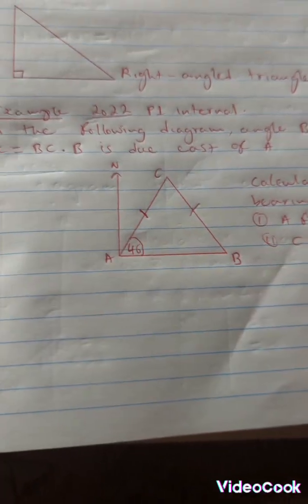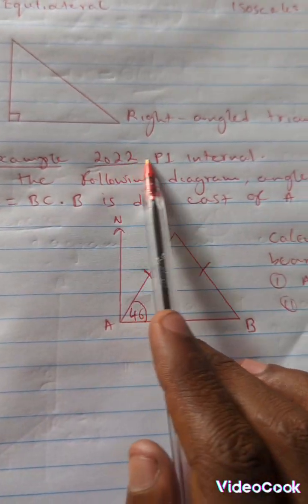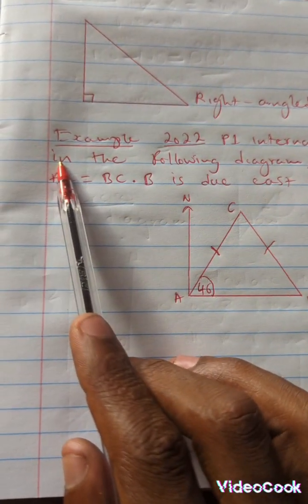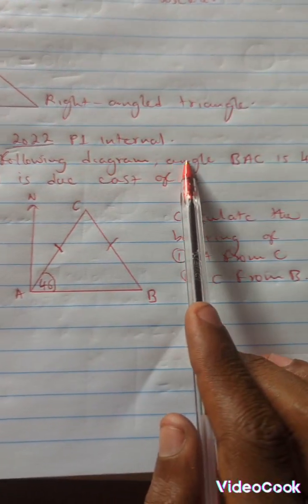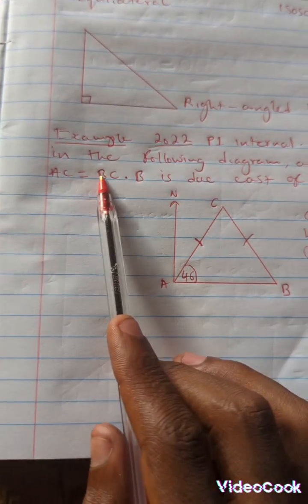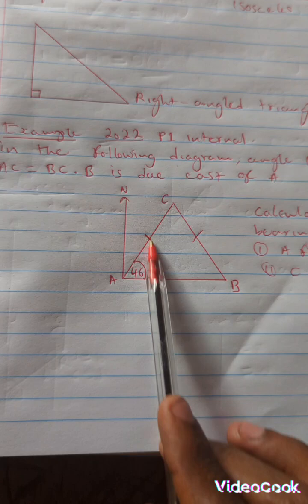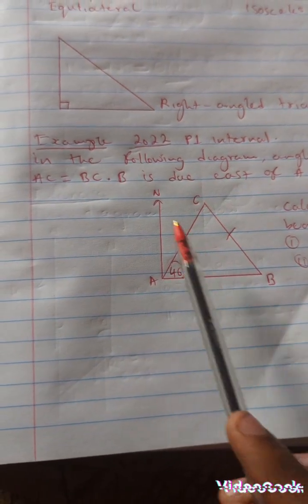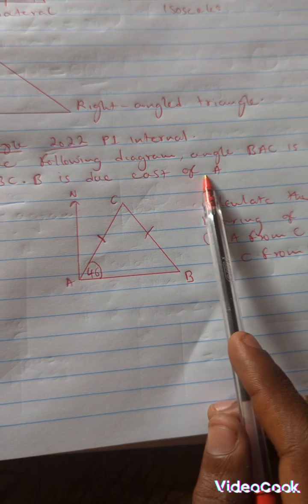So this is the 2022 Paper 1 internal that we're going to do. And the question is as follows. In the following diagram, angle A is 46. Then this is an isosceles triangle. B is due east of A.